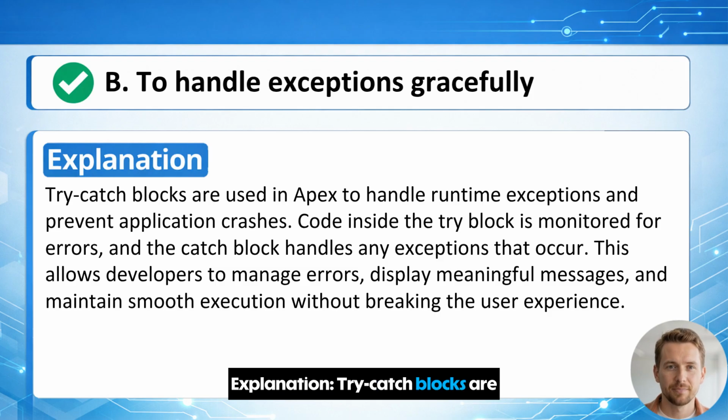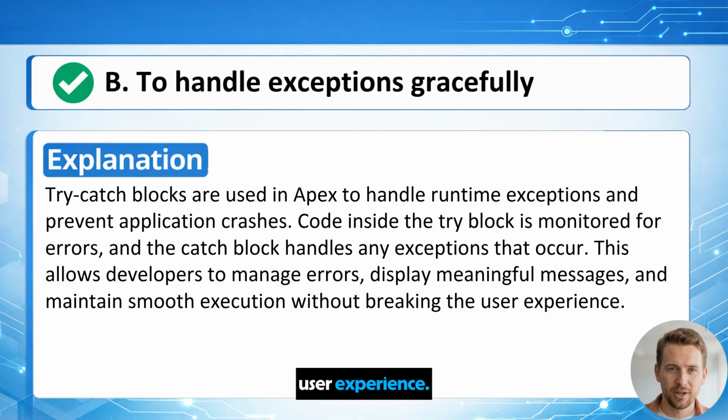Explanation. Try-catch blocks are used in Apex to handle runtime exceptions and prevent application crashes. Code inside the try block is monitored for errors, and the catch block handles any exceptions that occur. This allows developers to manage errors, display meaningful messages, and maintain smooth execution without breaking the user experience.